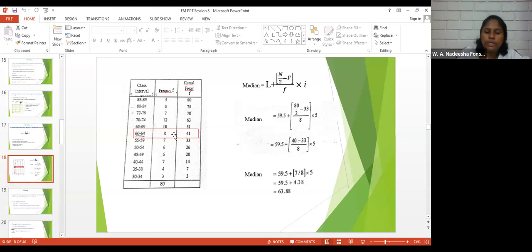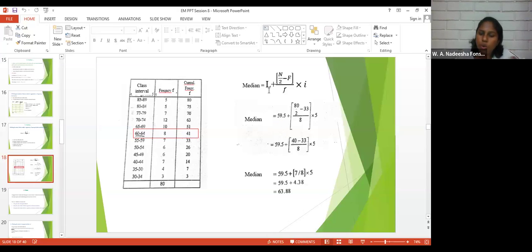So the total number of data points is 80, you can see. So the mid values are the 40th and 41st. Here, 33 students got below 59 marks. 41 students got below 64 marks. Therefore, we need the 40th place and 41st place, so it is included in this class. That is why we consider it the median class.